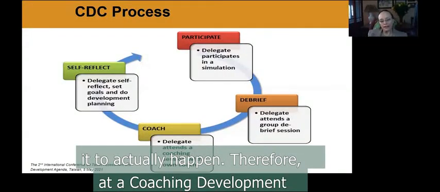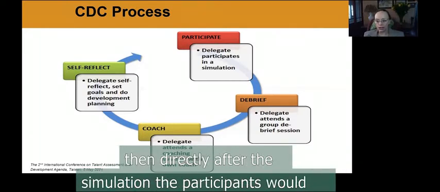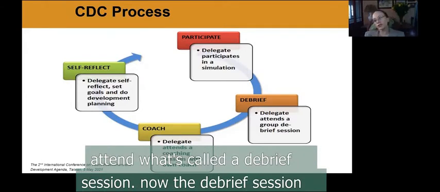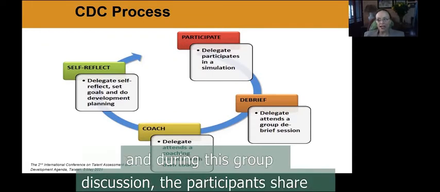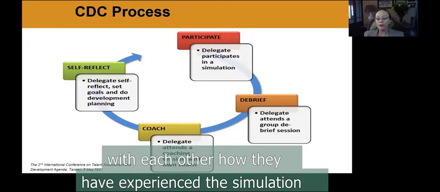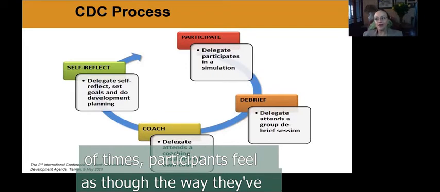So therefore, at a coaching development center, the process is that a participant will participate in a simulation. Then directly after the simulation, the participant would attend what's called a debrief session. Now, the debrief session is usually a group discussion that's being facilitated. And during this group discussion, the participants share with each other how they've experienced the simulation that they've just been through.